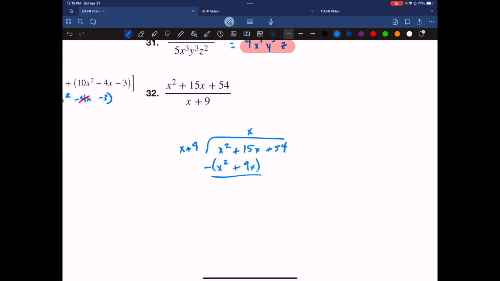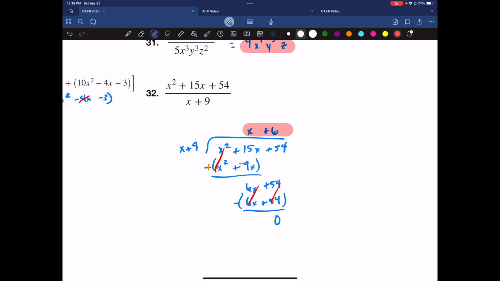Subtracting. I'm going to change my sign, so plus, negative, negative. This first term goes away. 15 minus 9 is 6x. That's 54. X times what is 6x? It's going to be plus 6. So it's going to be 6x plus 54. Again, I'm subtracting. All right, so both of these are going to go away, and I'm left with 0, which means my answer here is simply x plus 6.